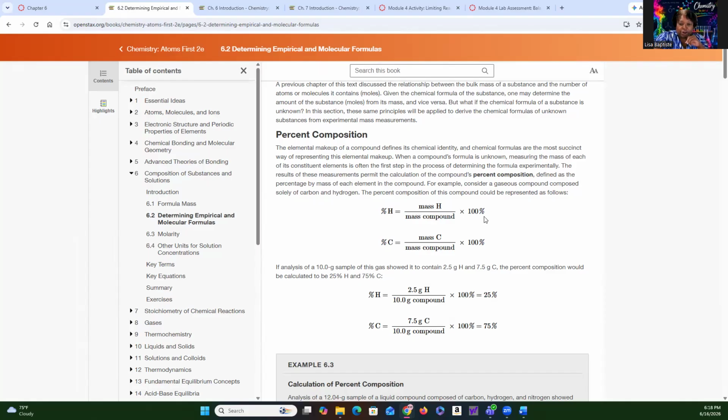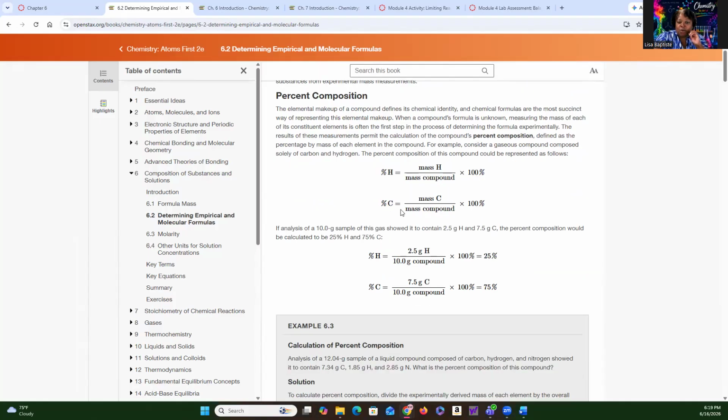It doesn't mean we're converting anything to decimals at this point. All right, so let's look at, and it's the same for our percent carbon: the mass of carbon over the mass of the compound times 100%. So we're going to look at an example.